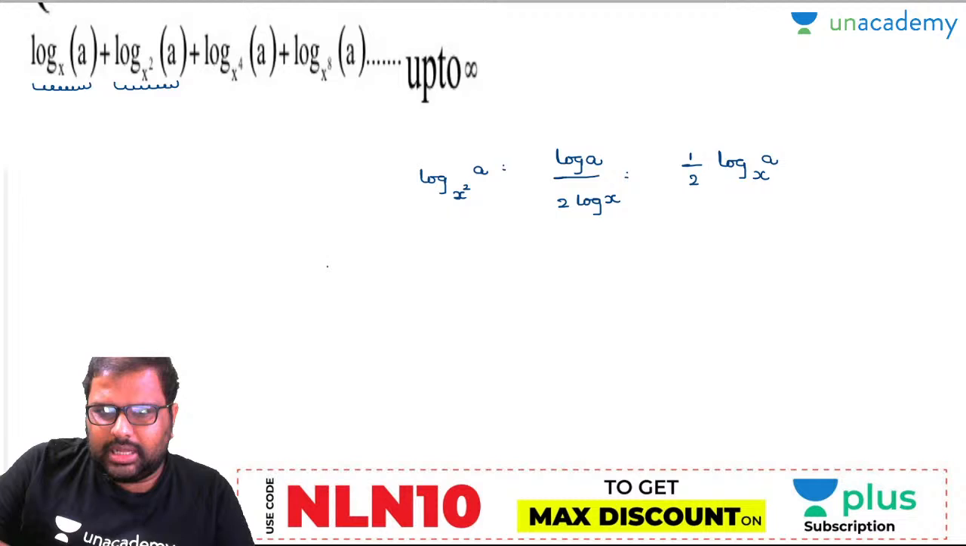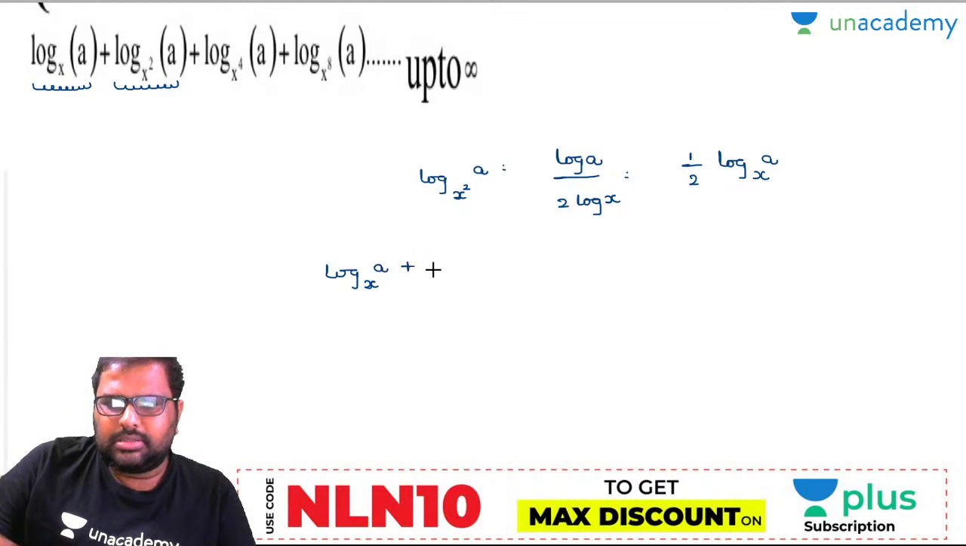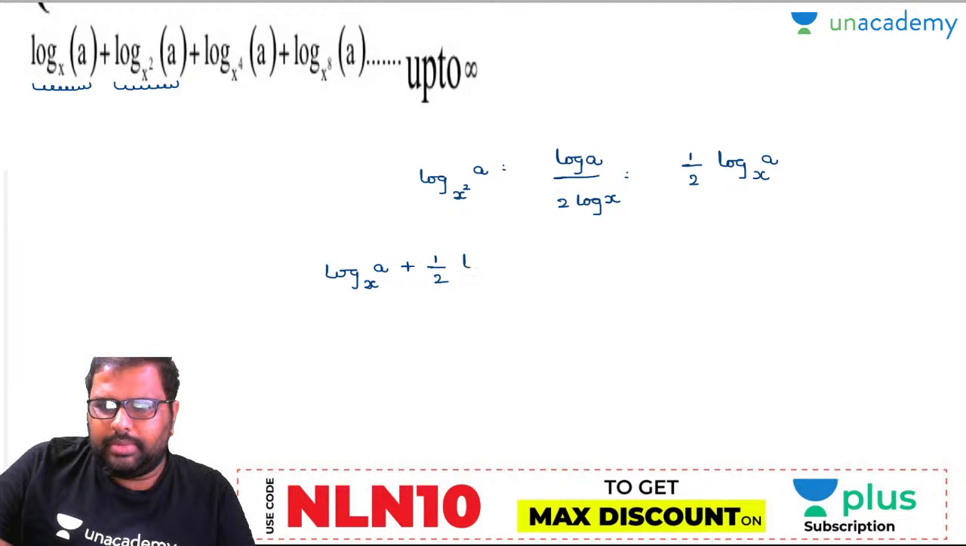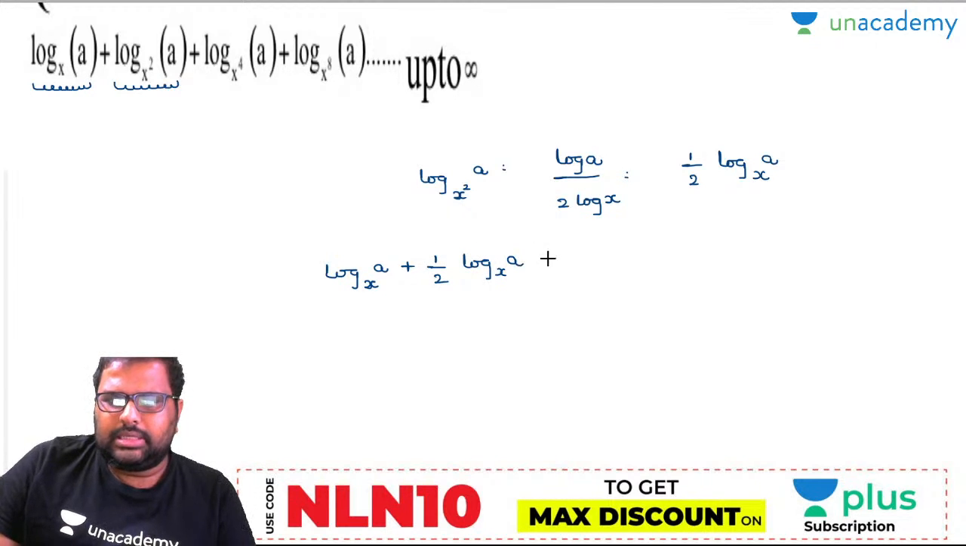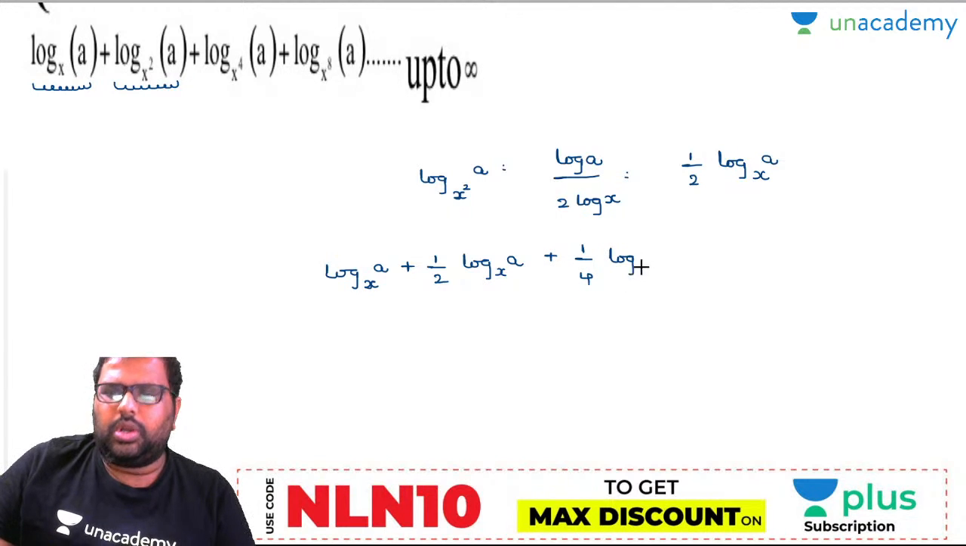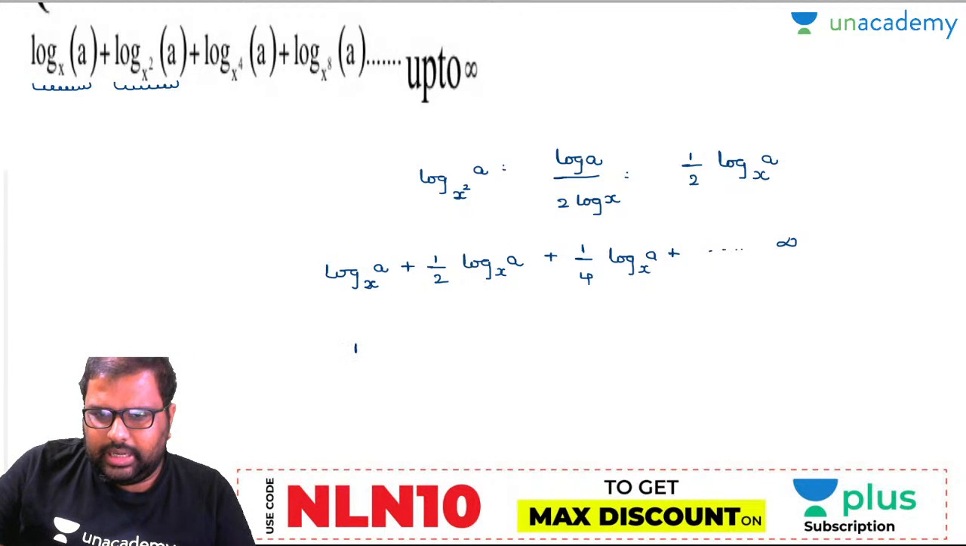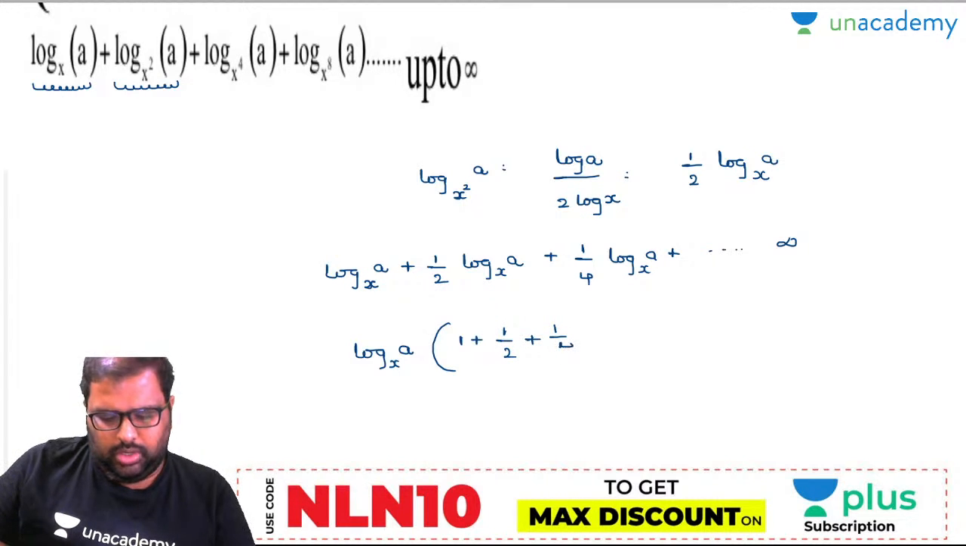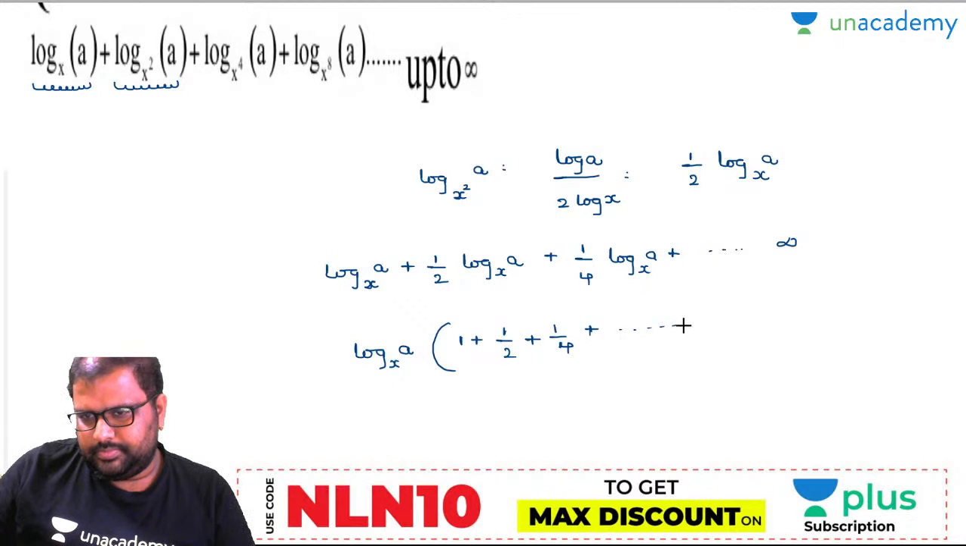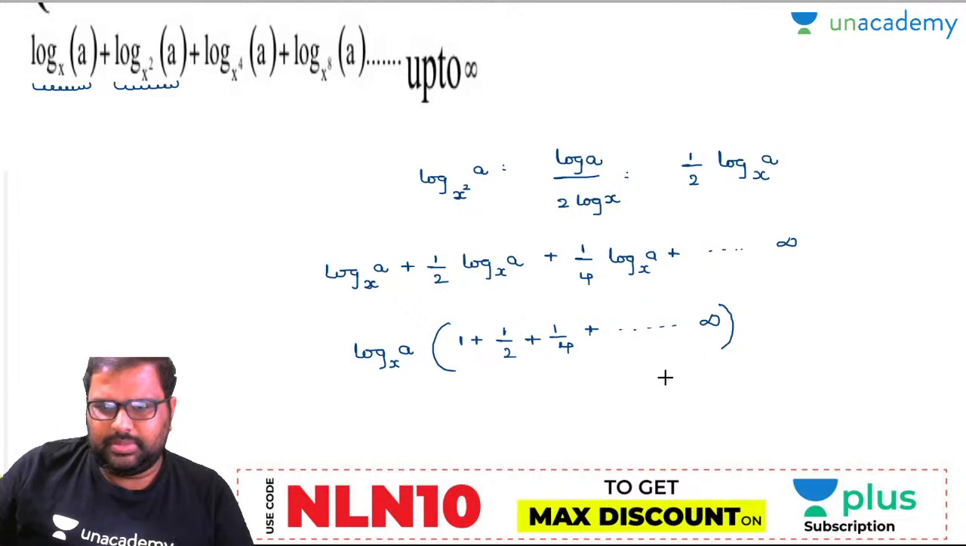So here, at last, the final equation becomes: log base x a plus 1 by 2 log base x a, and the next term will be 1 by 4 log base x a, and so on up to infinity. So I can take log base x a as common, and the terms will be 1 plus 1 by 2 plus 1 by 4 plus so on up to infinity. Rather than using the differentiation principle, this is very easy.